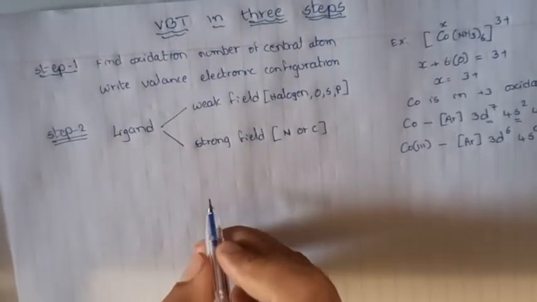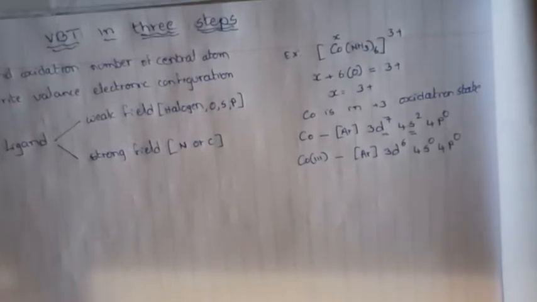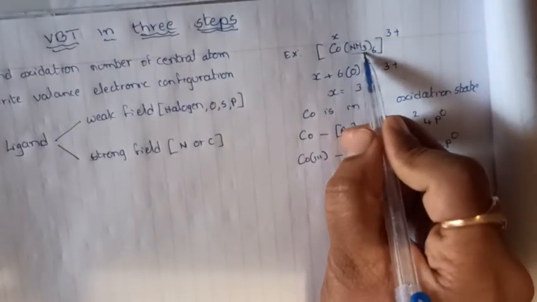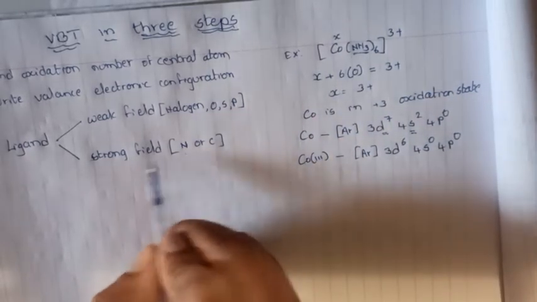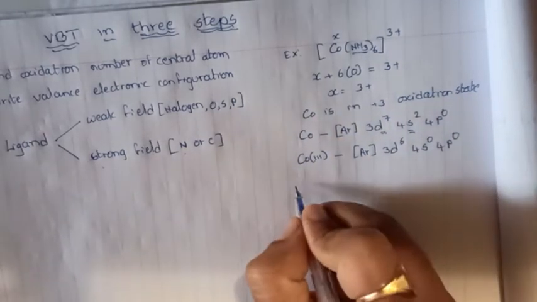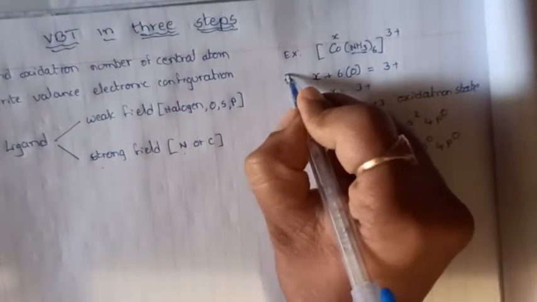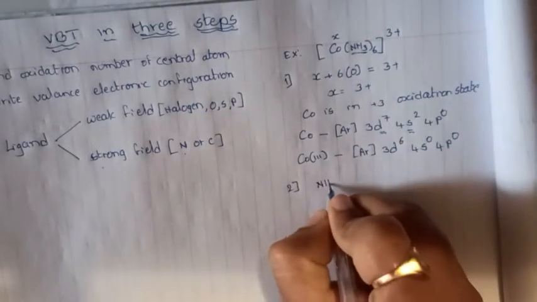Now you can say whether it is a weak field or strong field ligand. In ammonia, nitrogen is the donor atom. Whenever nitrogen is the donor atom, it is a strong field ligand. So, second step: ammonia is a strong field ligand.